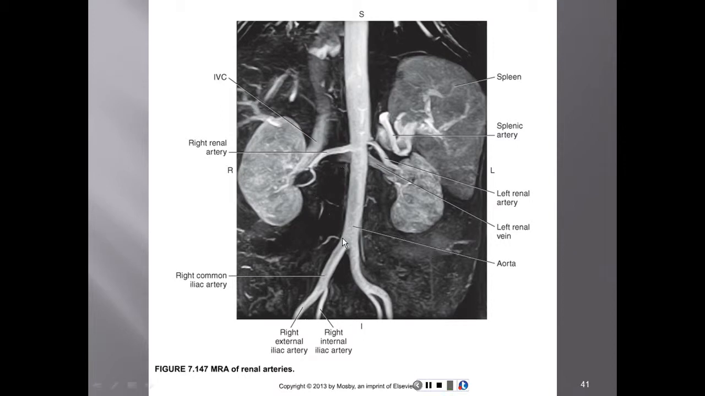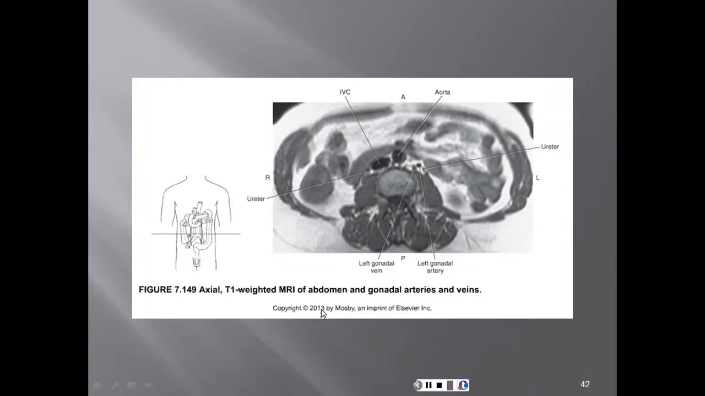We just talked about this image, so we're not going to stay here too much longer. The IVC coursing right to the right of the aorta. Again, right internal iliac artery that feeds the pelvis, the organs in the pelvis. It just jumped here, so I'm just gaining my bearings, I'm sorry.